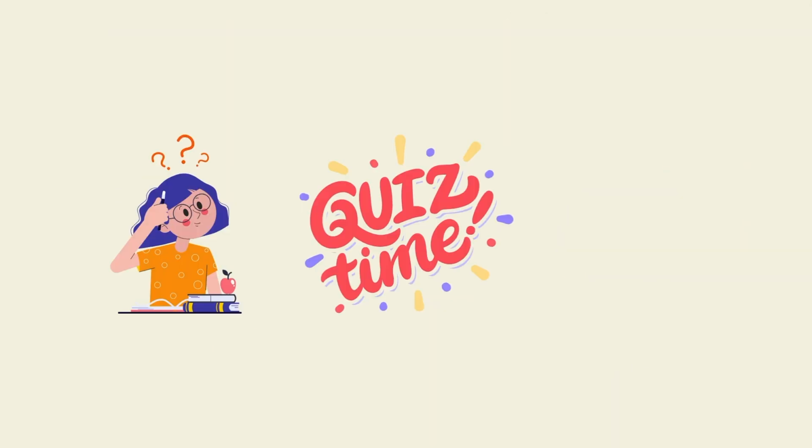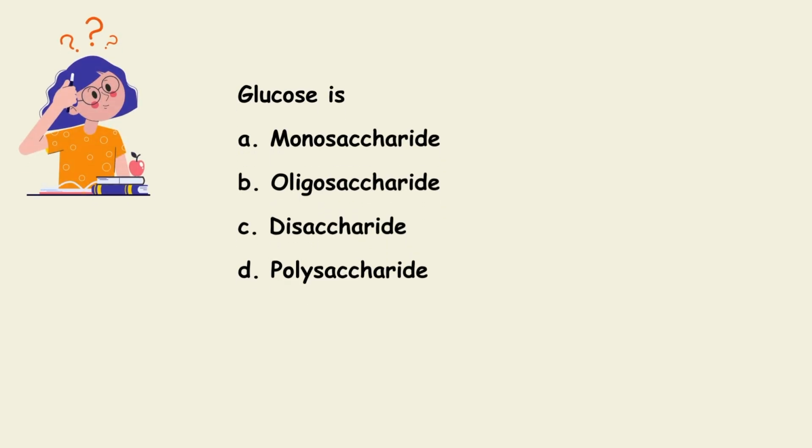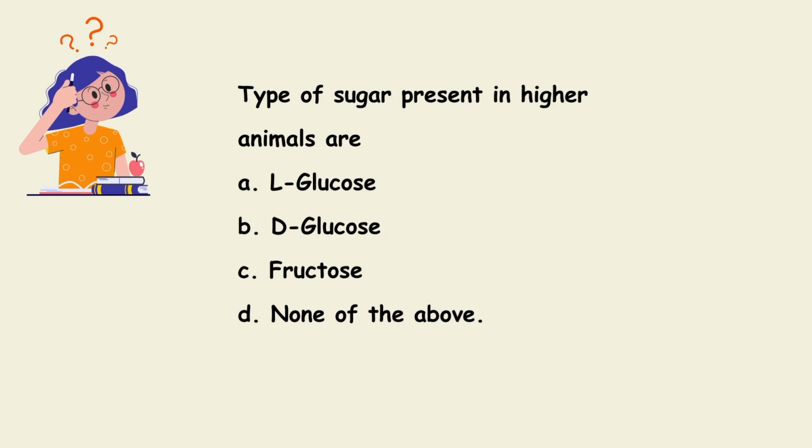Well, now let us test our knowledge about the structure of glucose before closing the video. The first question about the structure of glucose is: glucose is A. monosaccharide, B. oligosaccharide, C. disaccharide, or D. polysaccharide? The answer for this question is that glucose is a type of monosaccharide. Now the next question: the type of sugar present in higher animals is A. L-glucose, B. D-glucose, C. fructose, or D. none of the above. The answer is D-glucose.